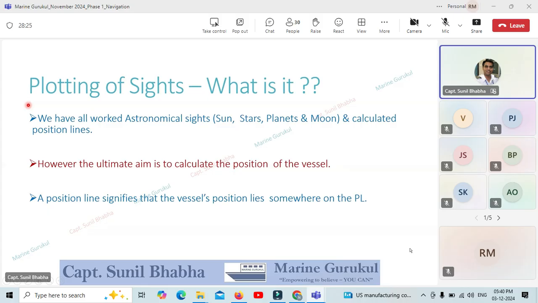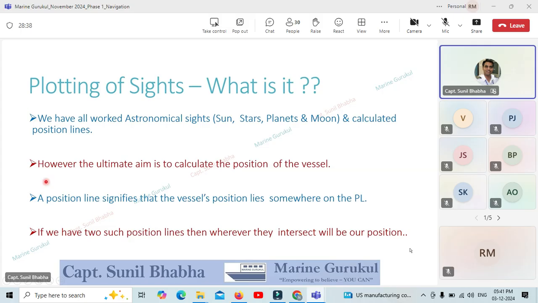What we are ultimately interested in is getting the position of the vessel or getting a fix. Now for getting a fix, we need to have minimum two position lines. If we have two such position lines, then we know that wherever these position lines intersect will be our position. So this is our ultimate objective for site taking, that we should be able to obtain at least two PLs, and combining those two PLs, we should be able to get the position of the ship.